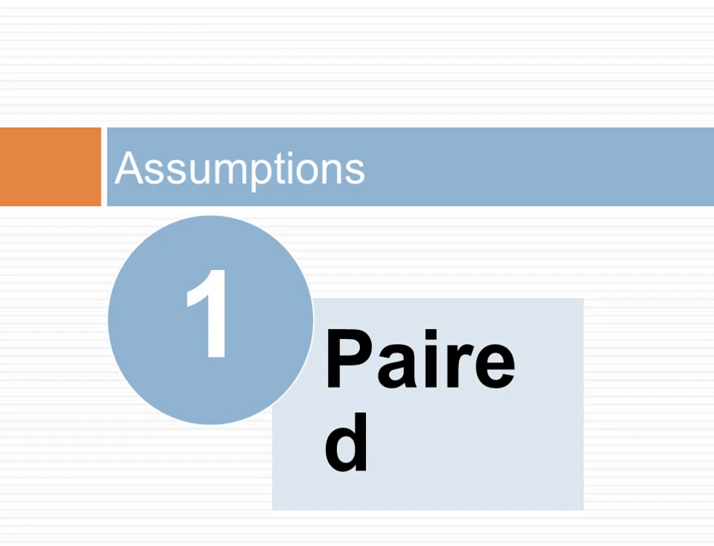The first step is to check assumptions. So our first assumption is that the data are paired with each other, that in all relevant characteristics the two observations are the same, except for the variable that's being measured.